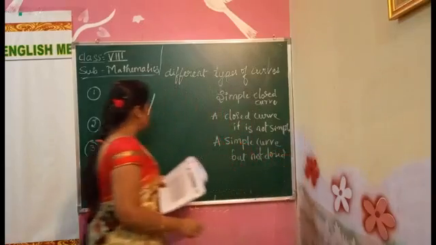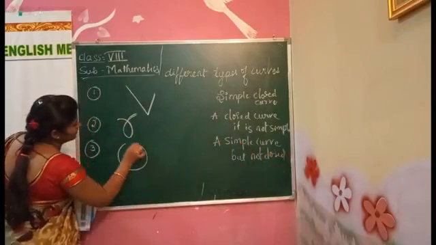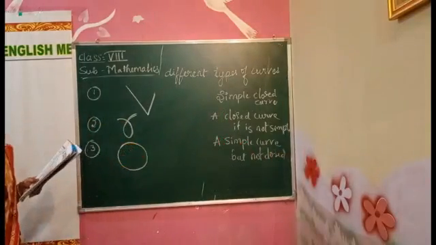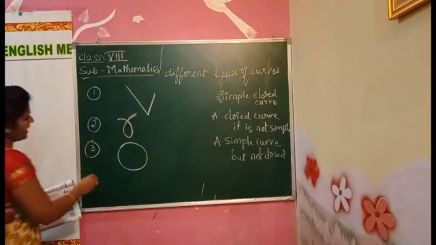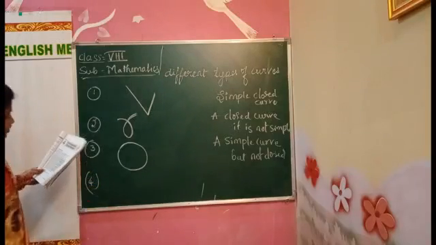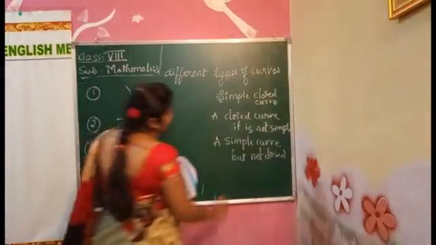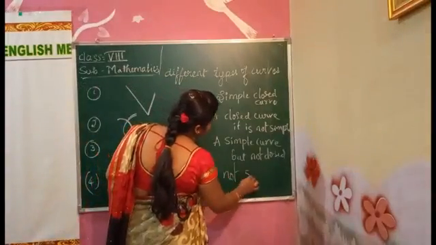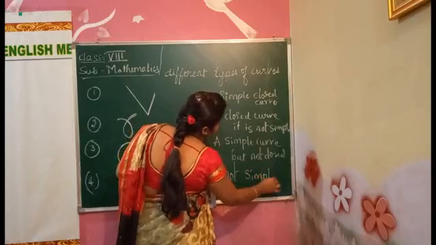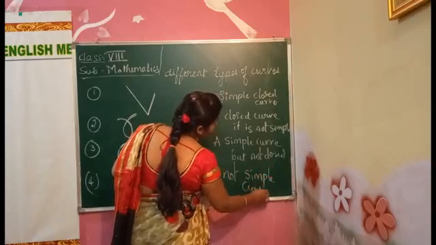Not closed, like a circle. Okay, it is joined. They are joined in the end. Next one, fourth one, not a simple curve. The next one is not a simple curve. It is a simple curve. It is not a simple curve.